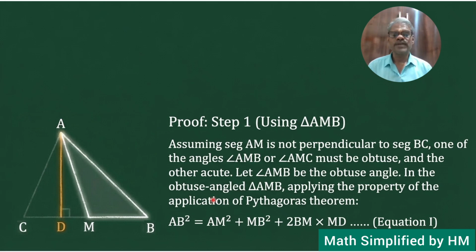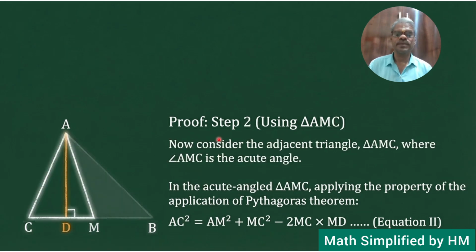In the obtuse angled triangle AMB, applying the Pythagoras theorem, we get AB² = AM² + MB² + 2BM·MD. Name this as equation 1. We move to step 2.